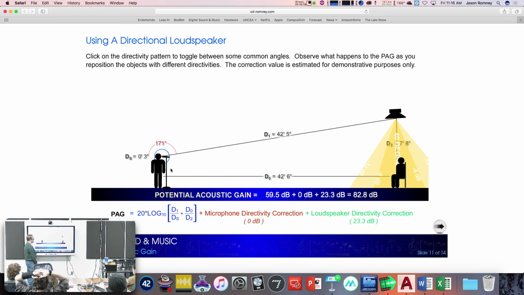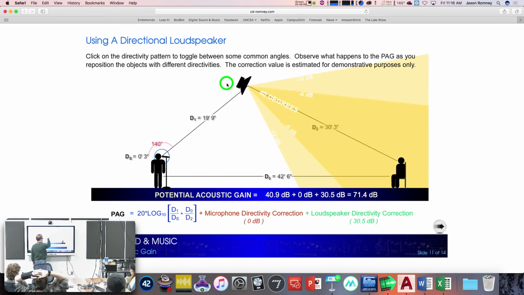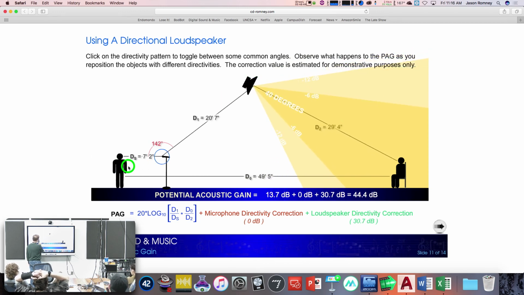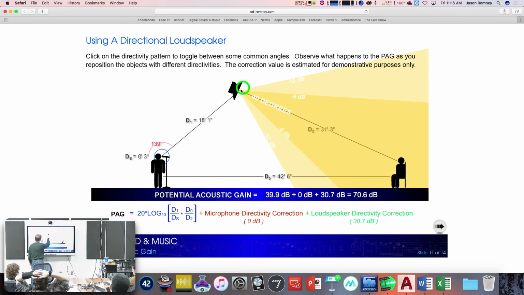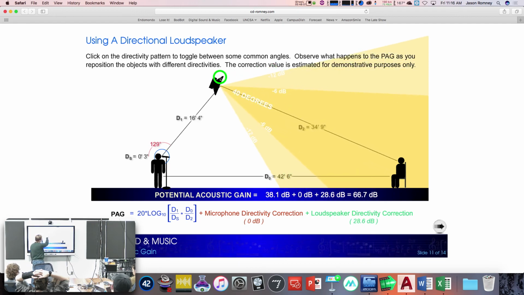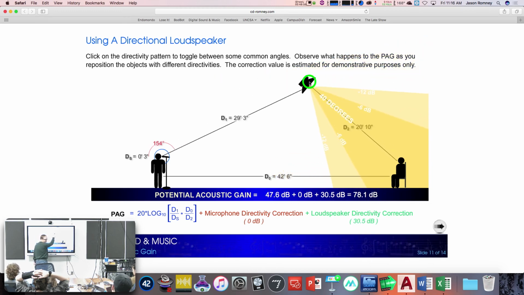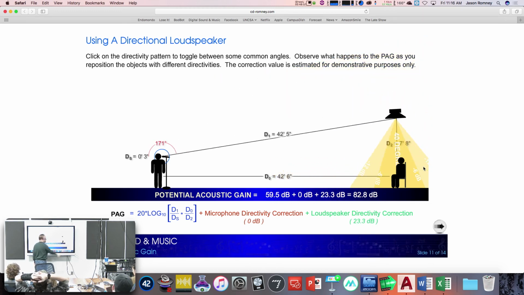And I can make the direction. Yeah. So the biggest bang for your buck here is to manipulate these distances, right? Always get the talker as close as you can to the mic. If the sound from the mic is coming out of that loudspeaker, get it as far away from that mic as you possibly can. And get it as close to the audience as you possibly can.